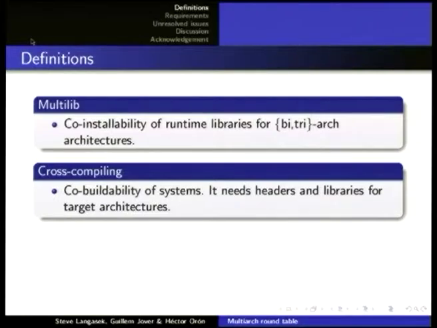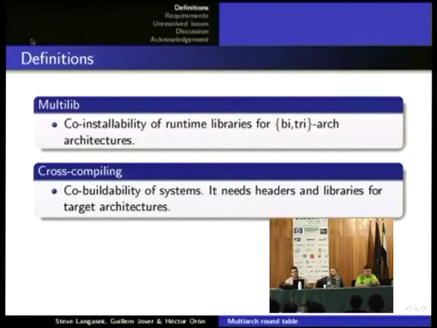We need to define what Multilib is in order for everybody to understand. Multilib is about co-installing runtime libraries for different ABI architectures. You have 32 and 64-bit libraries you want to have in your system. Currently, we have it in Debian with the ia32-libs, which is not a very good solution. Well, you also have MIPS triarch, where you have three ABIs, and it doesn't work.